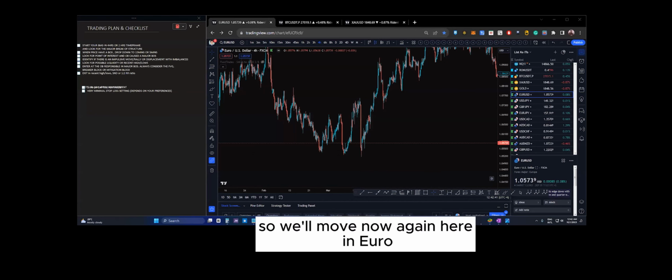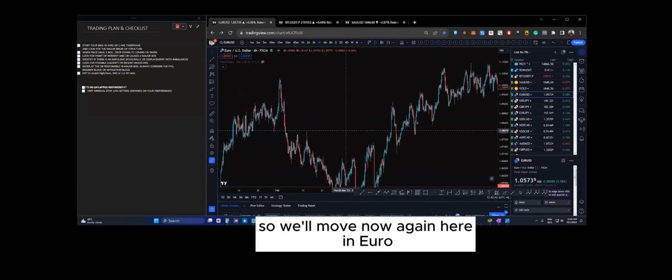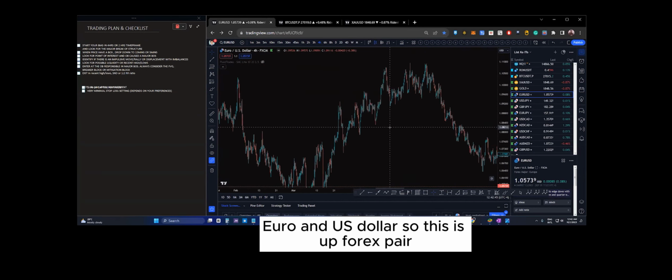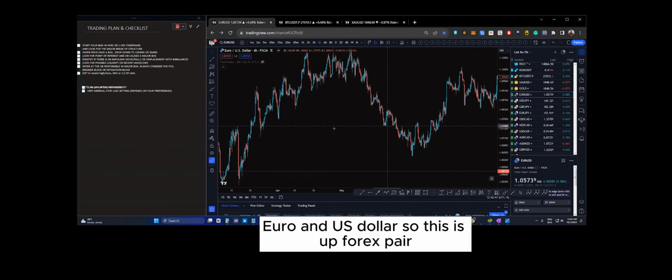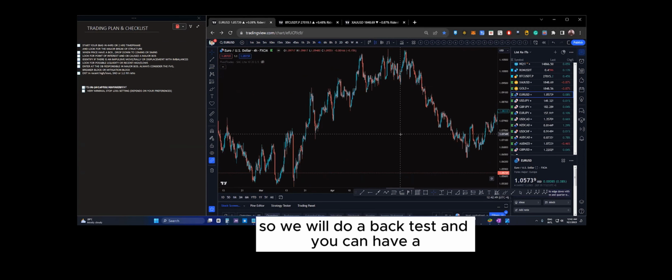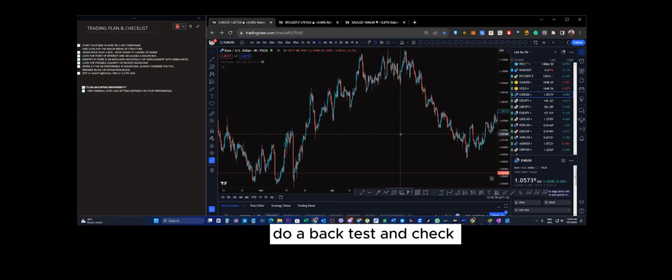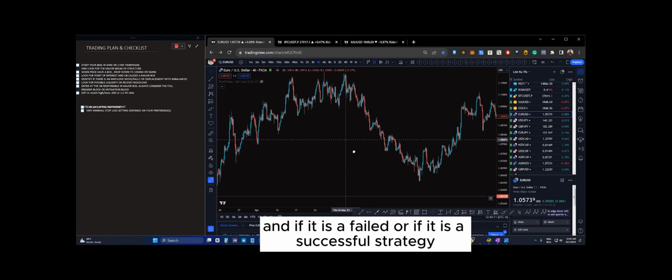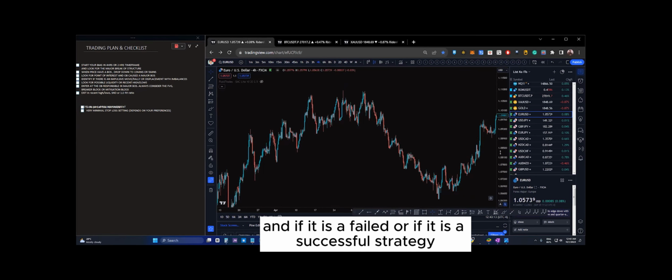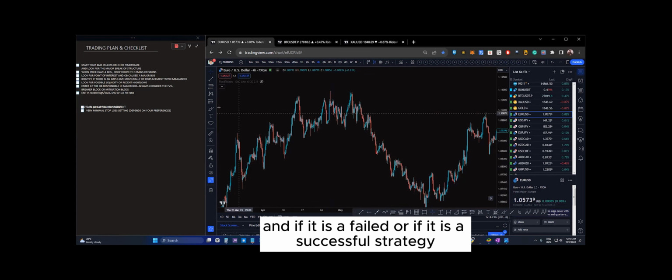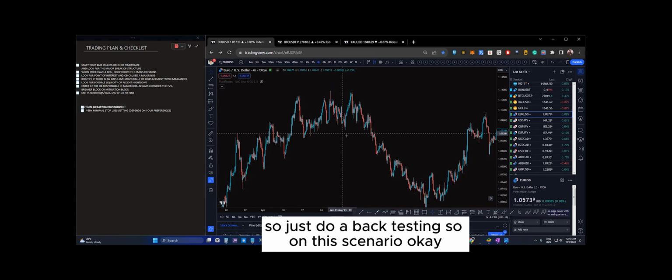Okay. So we'll move now again here to euro and US dollar. So this is a Forex pair. So we will do a back test and you can review this course by doing it as a back test. Do a back test and check if it is a failed or a succeeded strategy. So just do back testing.